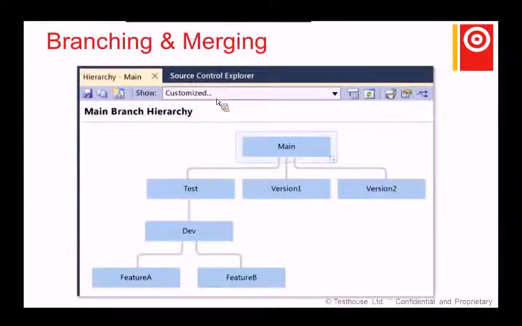So here's a close-up of a hierarchy. You can see you've got a main branch and version 1 and 2, and then testing branchings going again. So these branching strategies can get quite complicated if you let them.